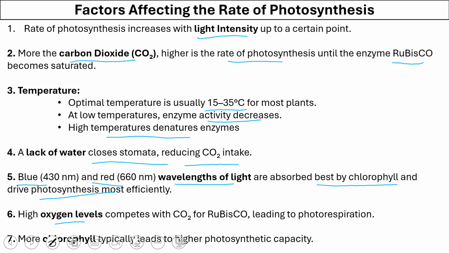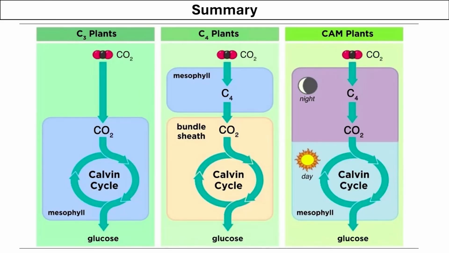If there is a high level of oxygen, it will compete with carbon dioxide to bind with the enzyme, therefore leading to the process of photorespiration instead of photosynthesis. Now to summarize, we have seen three kinds of plants. C3 plants are those that perform normal photosynthesis. They take up carbon dioxide, and this carbon dioxide is utilized in Calvin cycle to produce glucose.